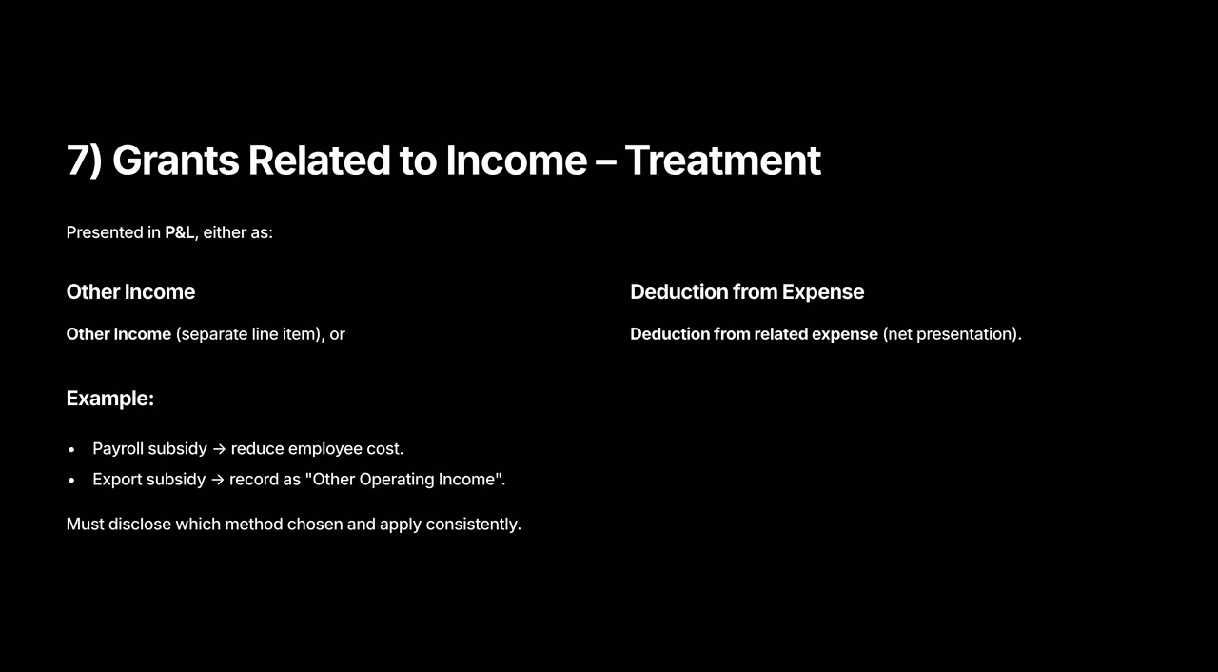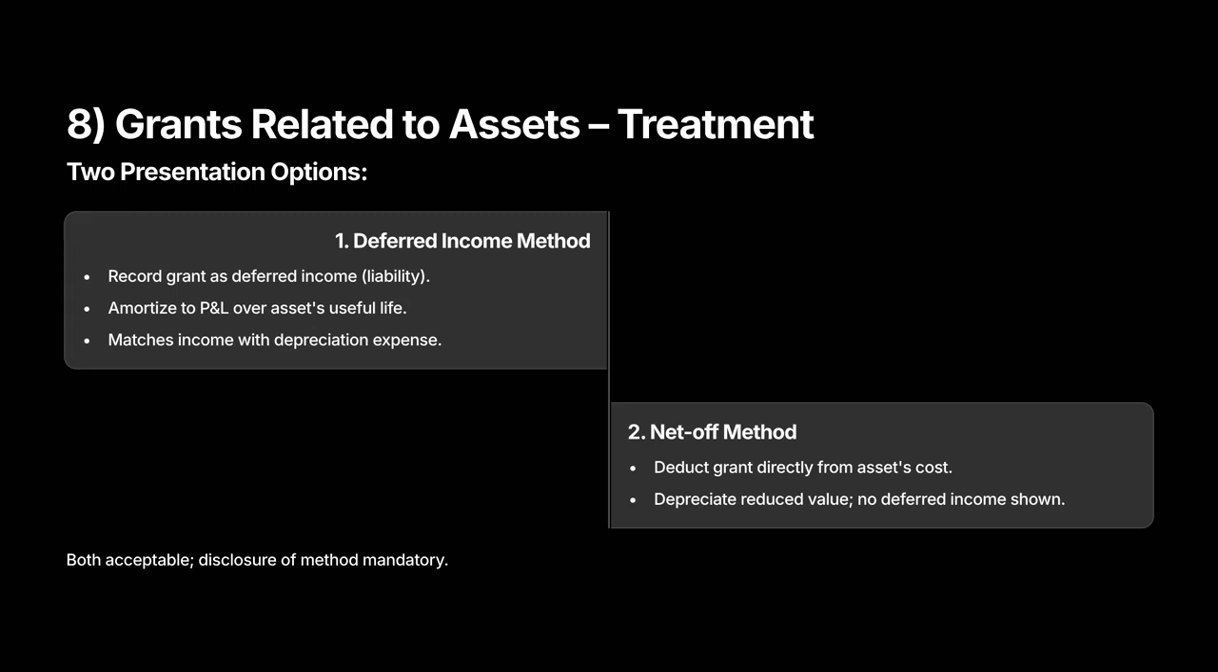For example, if you receive a payroll subsidy, you might reduce your employee cost. If you receive an export incentive, it can appear as other operating income. Both are fine, but once you choose a method, stay consistent. Auditors love consistency.